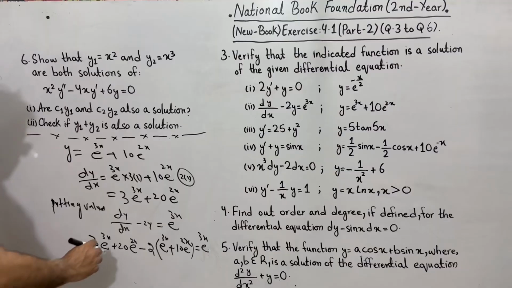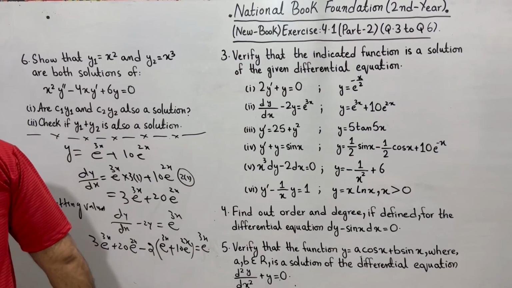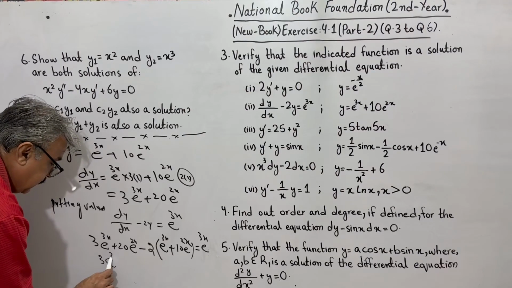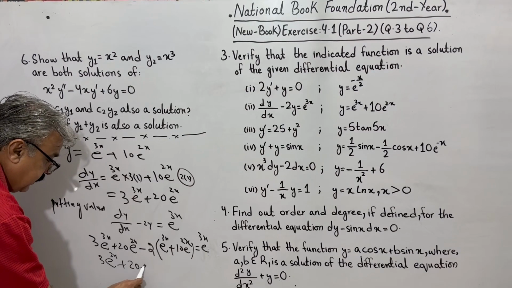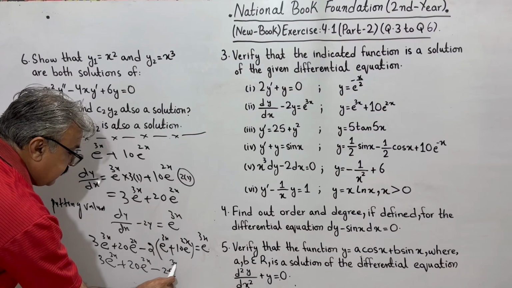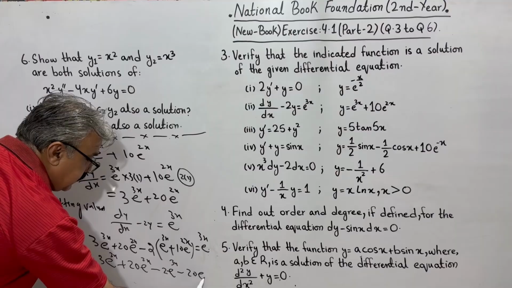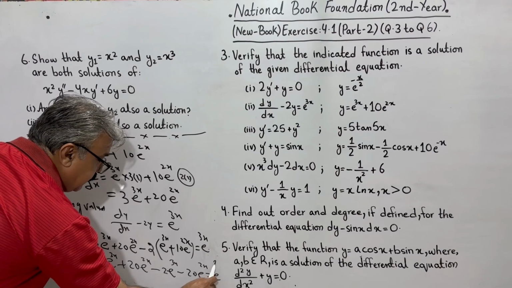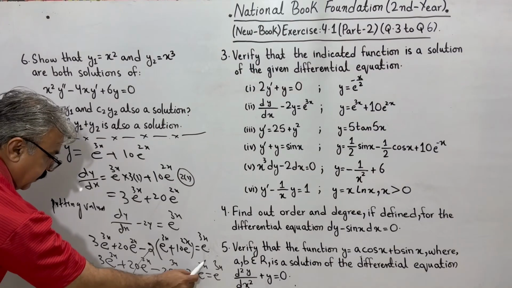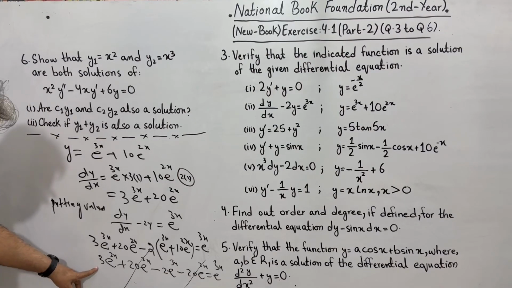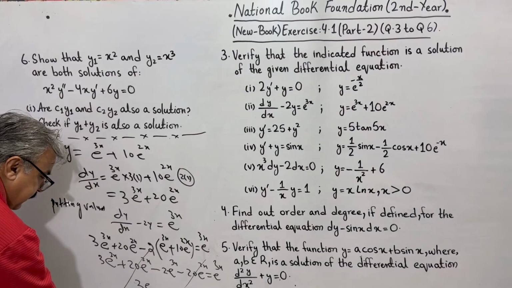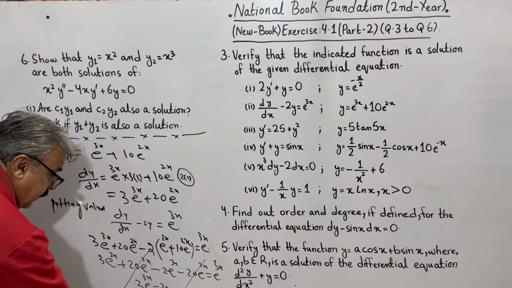Multiplying this -2 throughout, I am going to have something like 3e^(3x) + 20e^(2x) - 2e^(3x) - 20e^(2x). It must be equal to e^(3x) if it is a solution. Now it's negative, positive, so they cancel out. Whatever remains, let me write down to give you a good view.